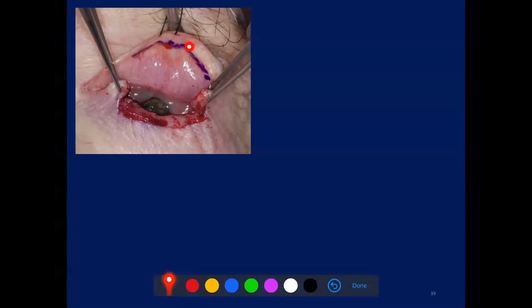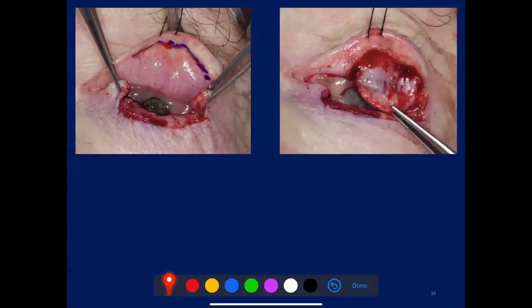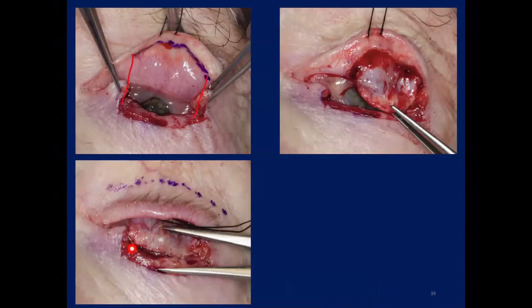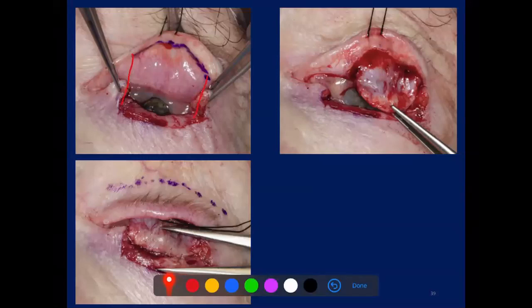Okay, then you dissect superiorly. If you can dissect only conjunctiva without Müller's muscle, that would be nice. Then you suture it. Of course, you can see here, they took the defect from here to here, so they can cover the whole defect. I see. Okay, so now you are left with the anterior lamella. So how can you reconstruct the anterior lamella? Again, we need a skin graft.